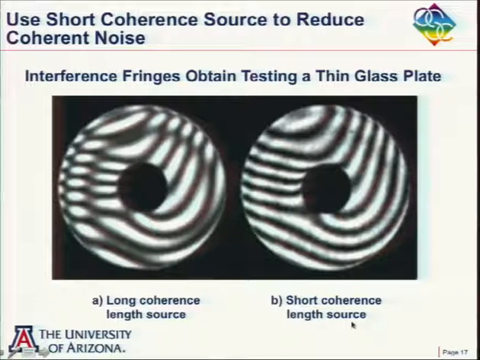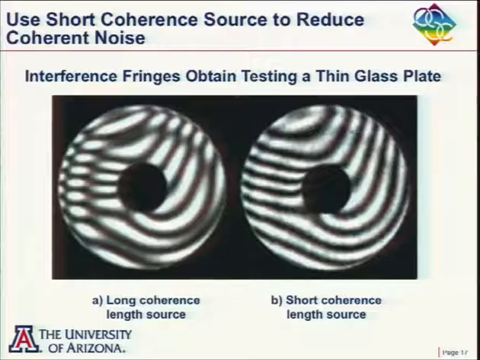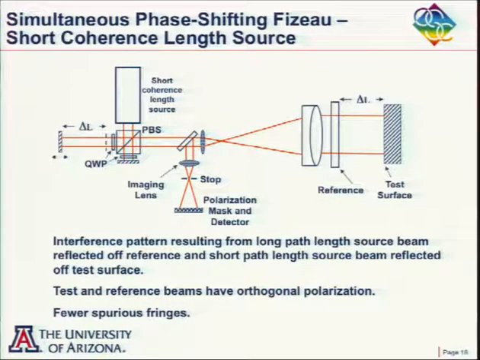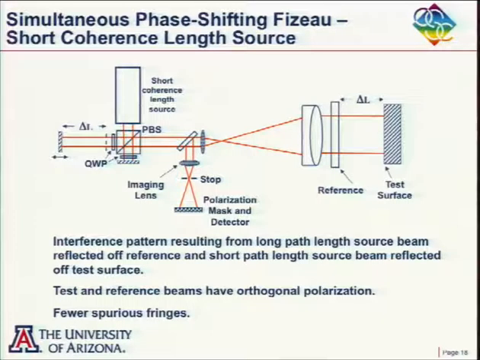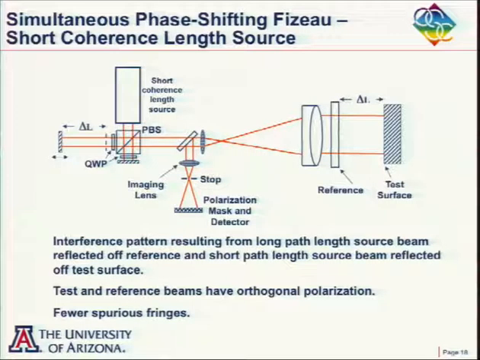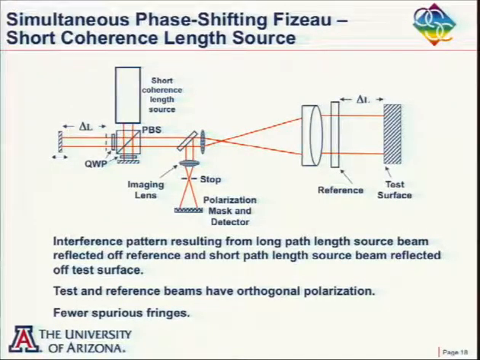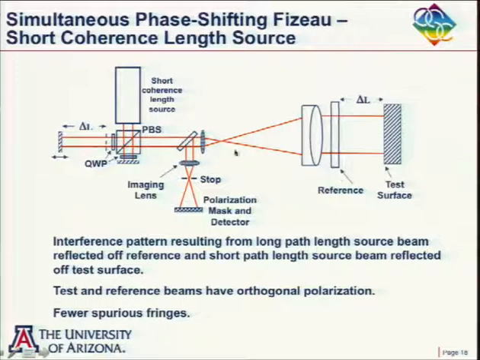So how can I do this? How can I go to a short coherence length source? And I want to use a Fizeau type interferometer here and do this some way. So let's see what I can do. Well, I'm going to describe a technique here that's going to get around the effects of these spurious interference fringes. And it's going to work with phase shift. And I'm going to use this polarization, a wire grid polarizer array. And let's see how this works.